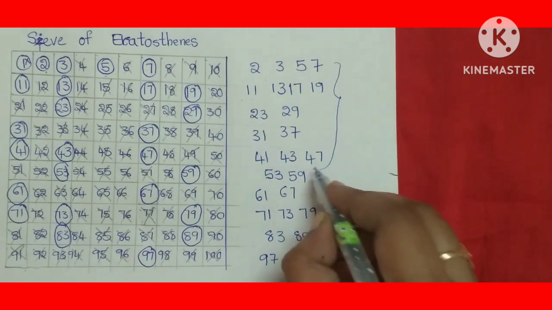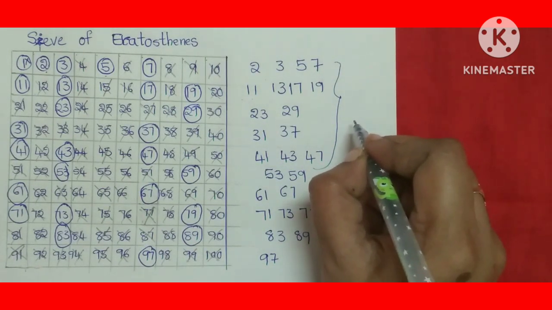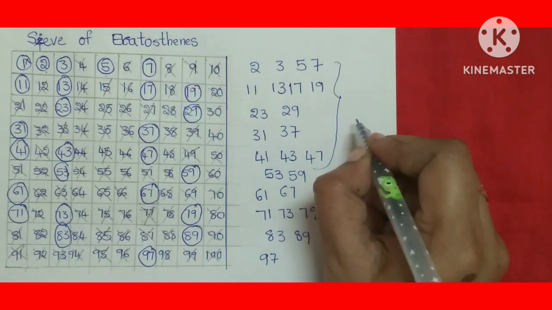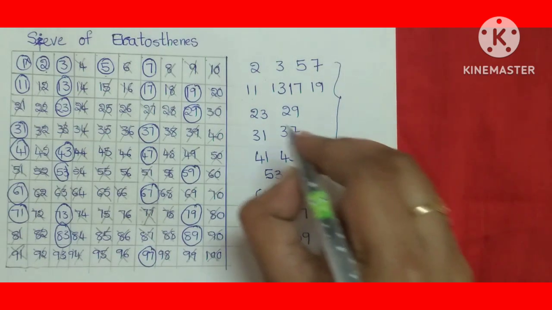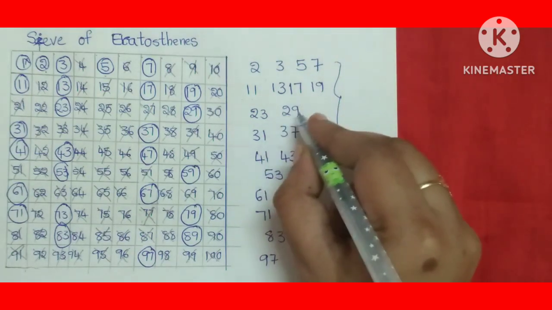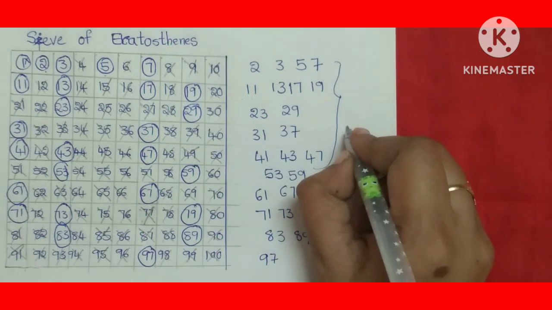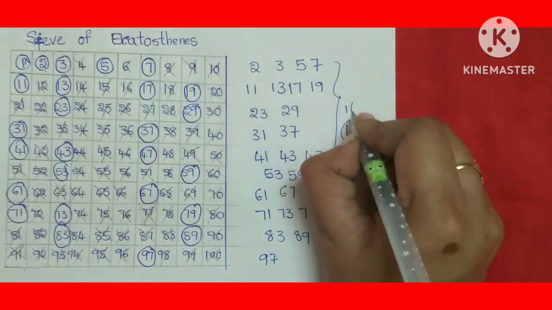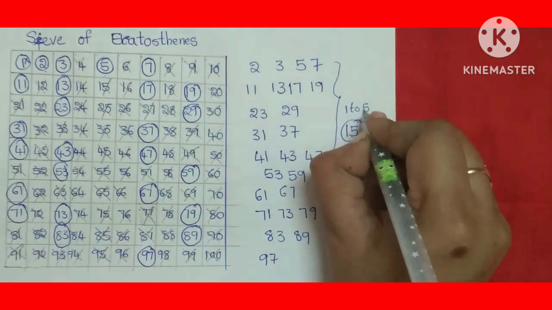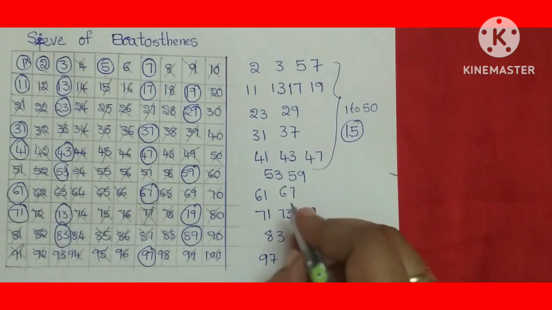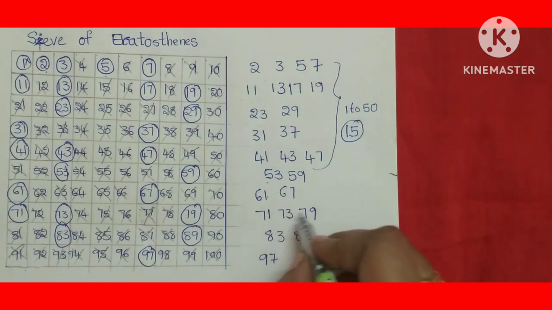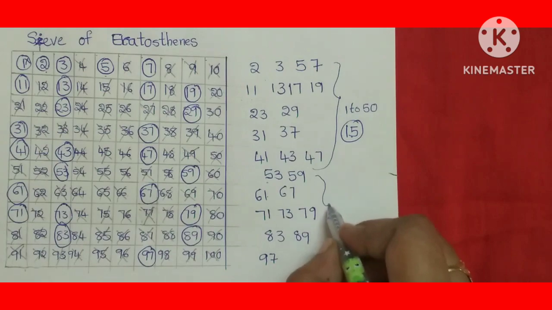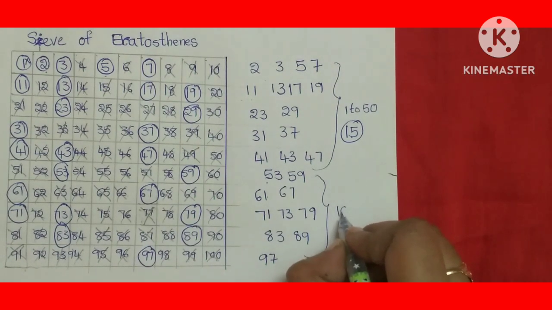If we observe clearly, from 1 to 50, we have 15 prime numbers. If we count, we will get 15 numbers. So, we have 15 prime numbers from 1 to 50, and from 51 to 100, we have 10 prime numbers. If we count, we will get 10 prime numbers from 51 to 100.